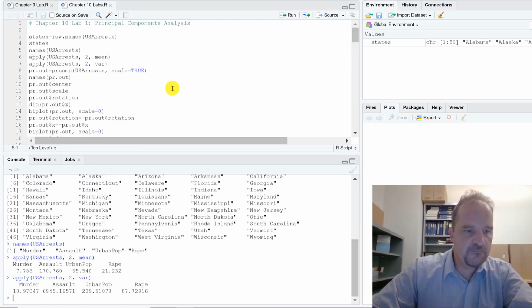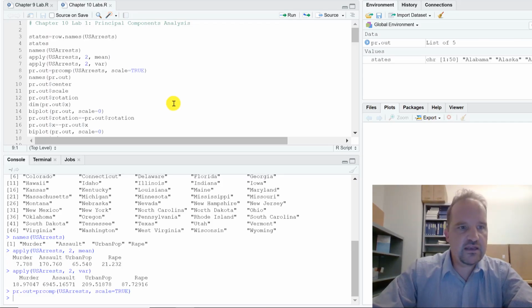We can also look at the variance for these, and the variance for assault is the largest. And so we can see that these variables are on very different scales from each other. We could apply the principal components now to this data set, and here we're using the prcomp command, and that's the principal components command built into R. Scale equals true tells the command that we're going to scale each variable by its mean and standard deviation, so make it have mean 0 and standard deviation 1 before computing the principal components analysis.